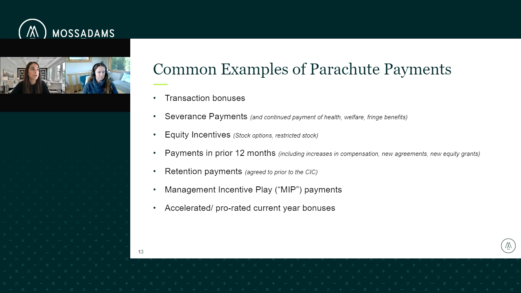Other examples of parachute payments include payments in the prior 12 months, including increases in compensation, new agreements that are entered into, new equity grants, retention payments that are agreed to prior to the change in control, management incentive plan payments, and then accelerated or prorated current year bonuses.